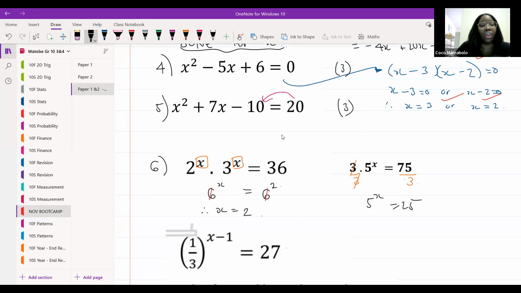Now I can solve for x. But in this instance, because they both have the power of x, I can multiply them together. They both have the same base.